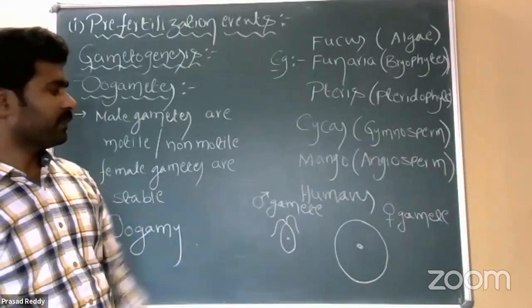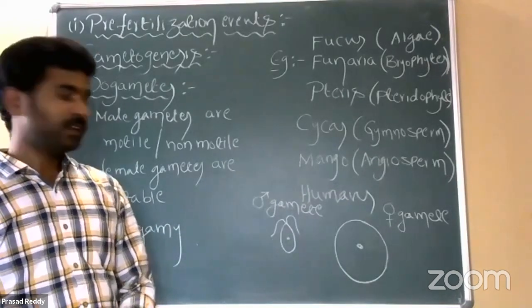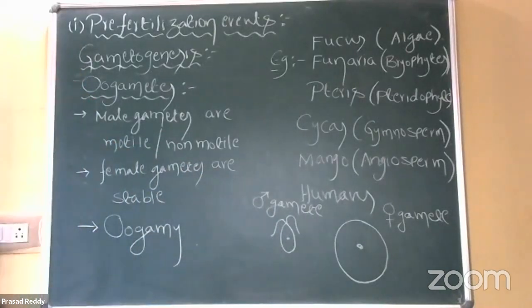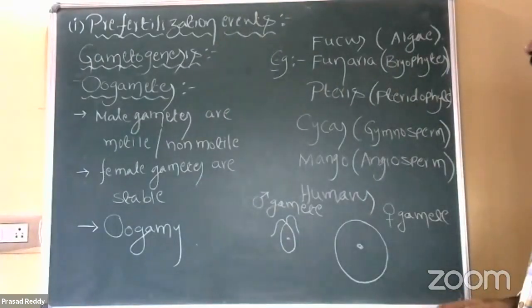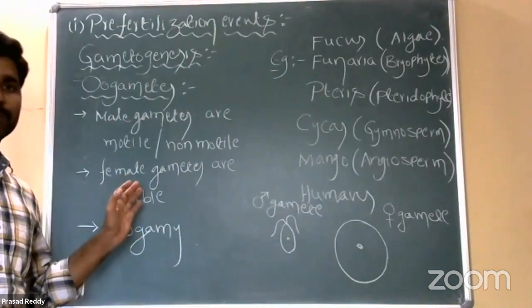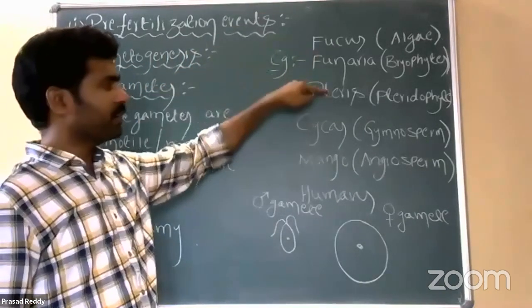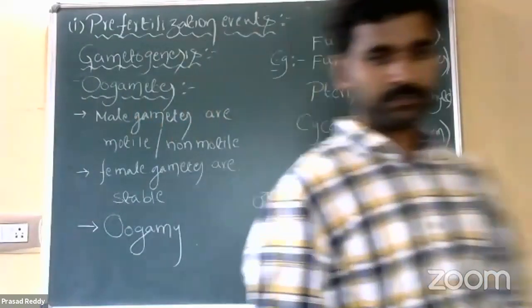Then in human beings as well, the male sperm cell is motile, but the egg cell is non-motile, right? That type of gametes is called oogametes. The type of gametic fusion is called oogamy. In this way, male gametes and female gametes are formed in various organisms. They are either isogametes, anisogametes or oogametes. So write down examples for this: fucus, funaria, pteris, cycas, mango, then human beings.